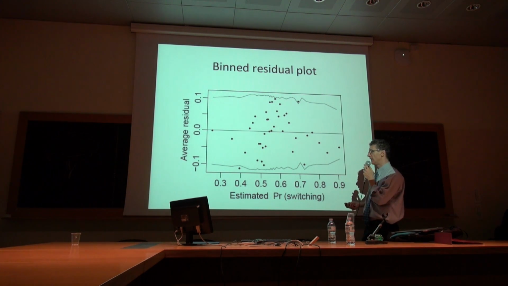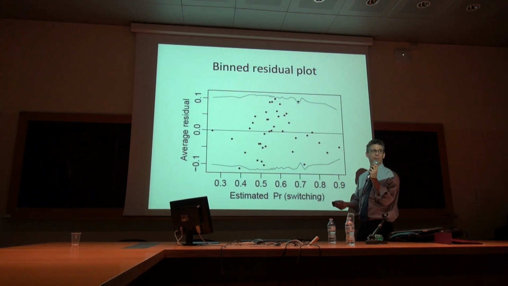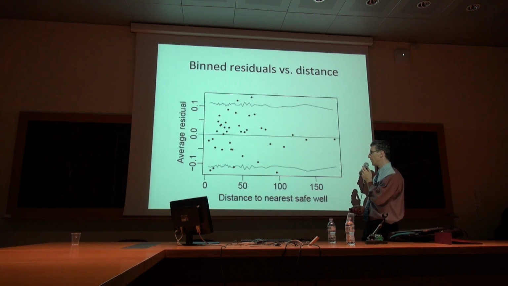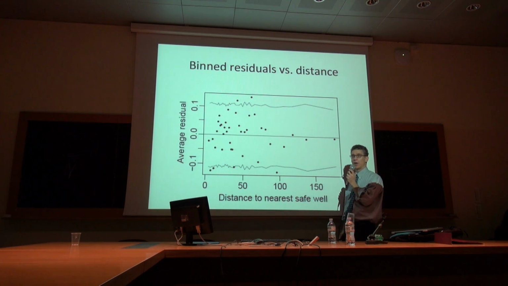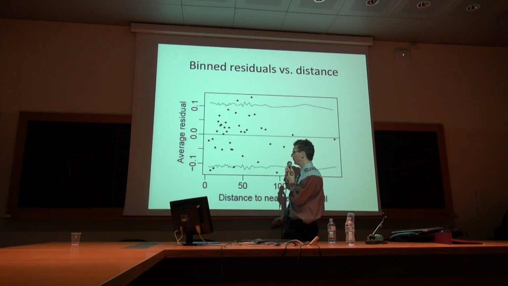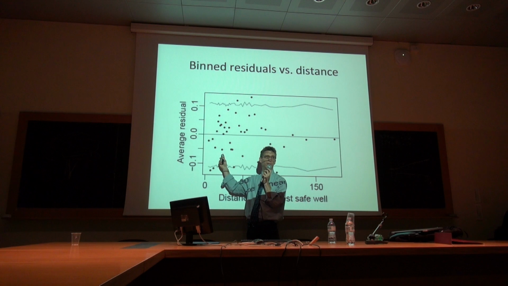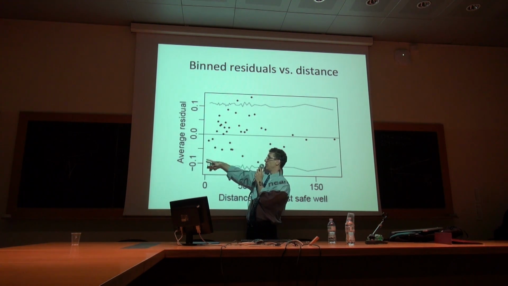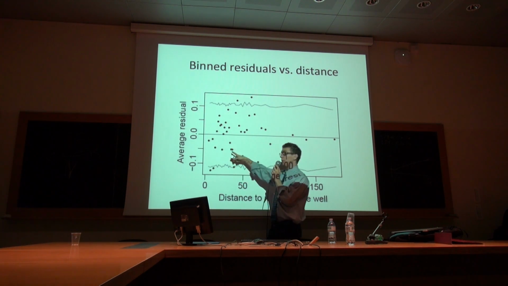But I wanted to make a couple more graphs. So here I'm plotting the average residual versus the probability of switching from the model. Now I'm going to plot the average residual versus the distance to the nearest well. So some people are very close to the nearest well and they're supposed to be fairly likely to switch. Their average residuals are close to 0.